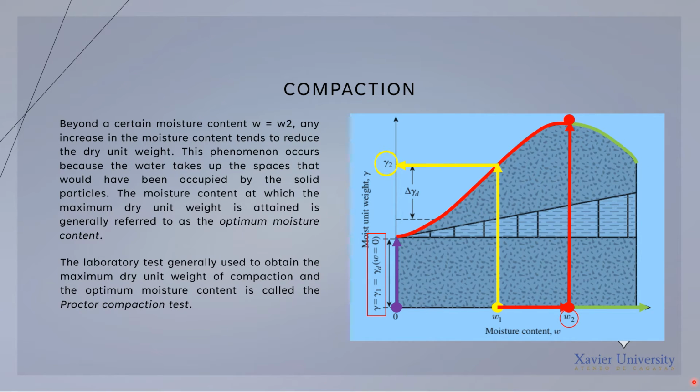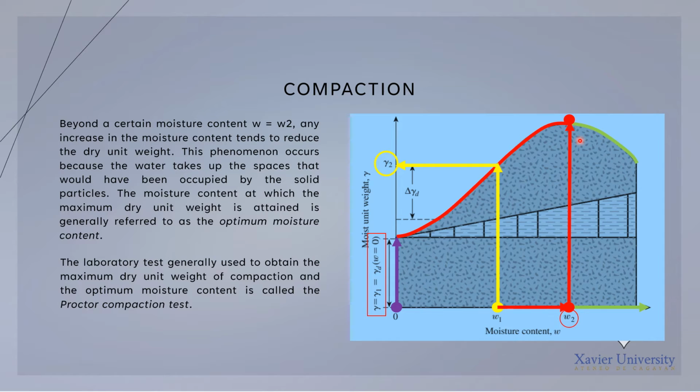Okay, the laboratory test generally used to obtain the maximum dry unit weight of compaction and the optimum moisture content is called the Proctor compaction test. These parameters, the optimum moisture content and the maximum dry density, are the standards or specifications that we use in the actual field to monitor the performance of the soil that we are using.